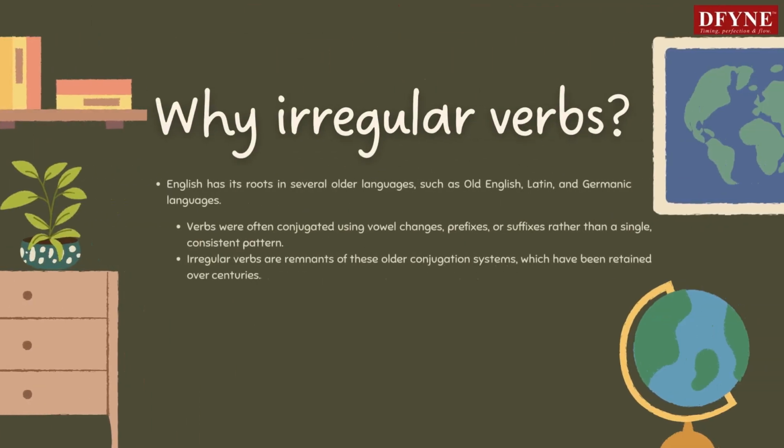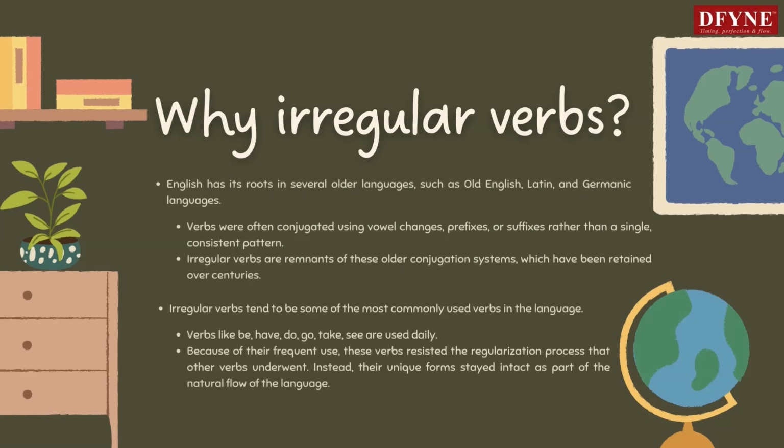English has roots in multiple languages, including Old English, Norse, and Latin. Many of the irregular verbs we use today have origins in these older languages, which often employ different conjugation patterns. As English evolved, some of these irregular forms were retained while regular forms were standardized.